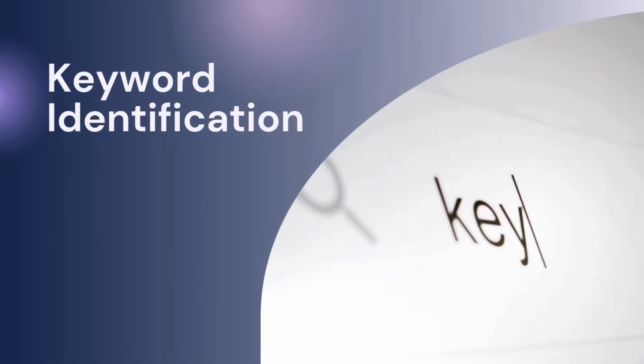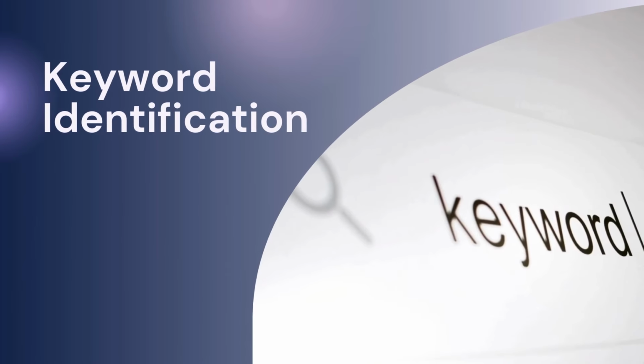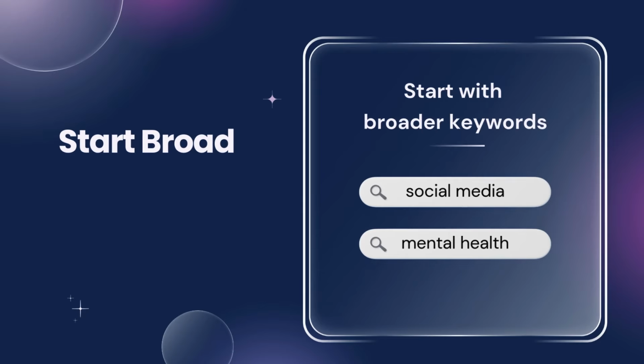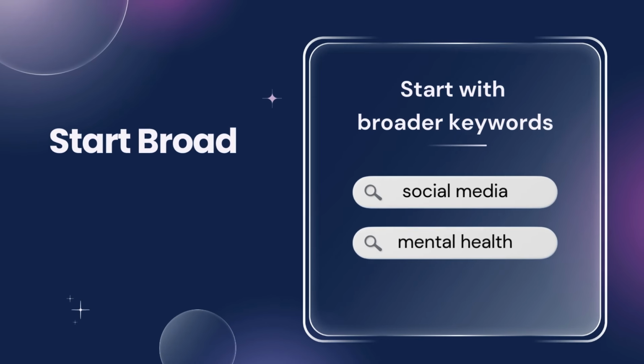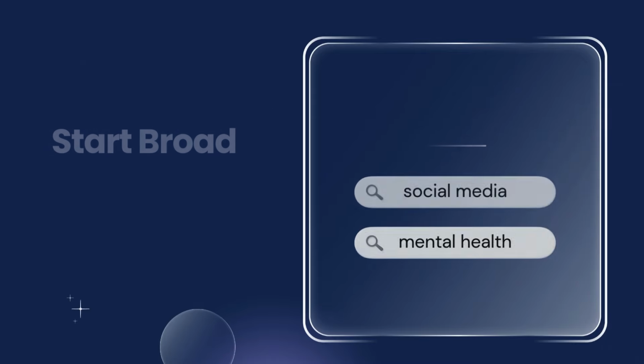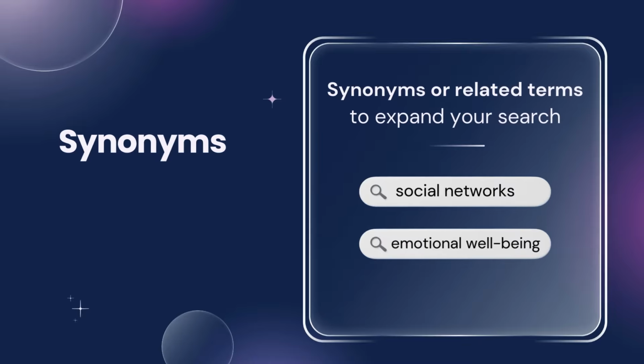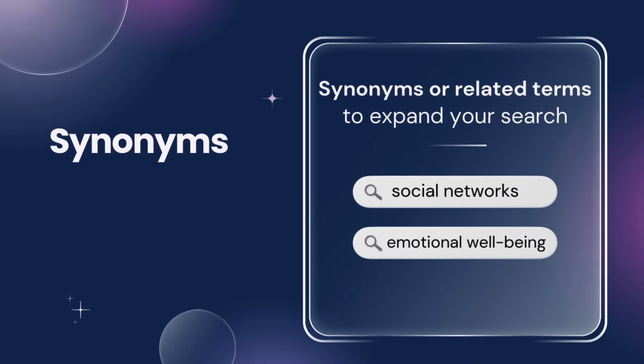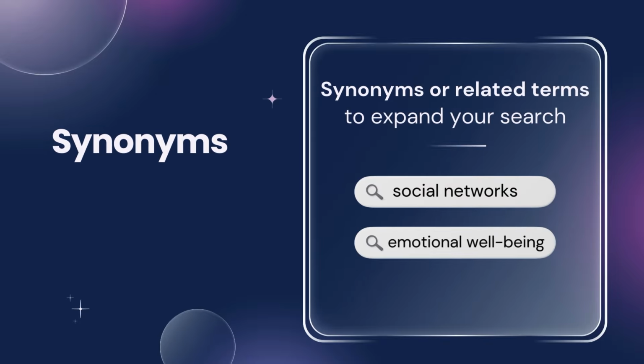Let's start with keyword identification. The first step is to start broad. If you're researching how social media impacts mental health, you could start with broader keywords like social media and mental health. Next, refine your keywords by thinking of synonyms or related terms. Instead of just social media, try social networks. Similarly, you can use emotional well-being instead of mental health. This step will expand your search without losing relevance.